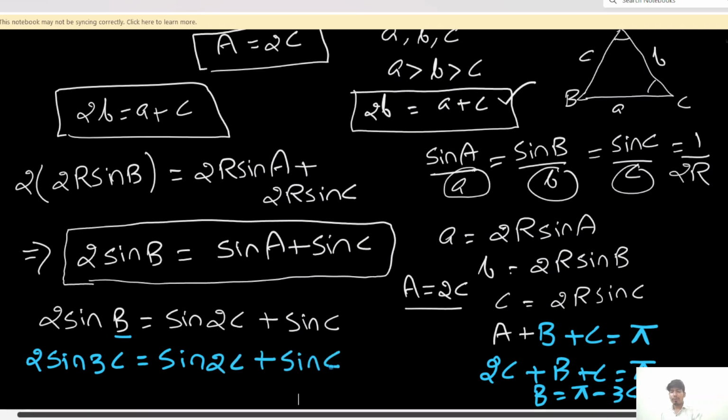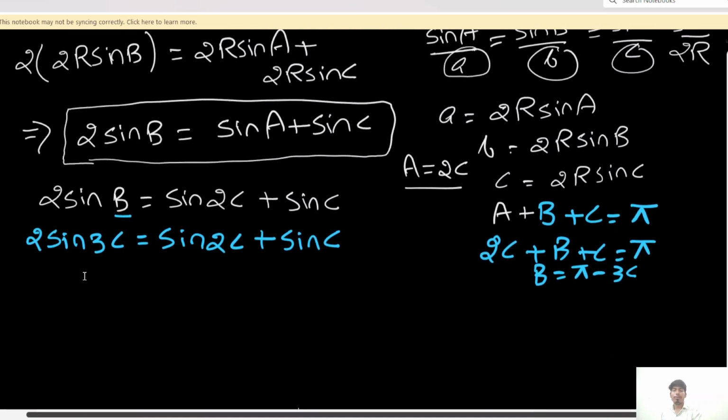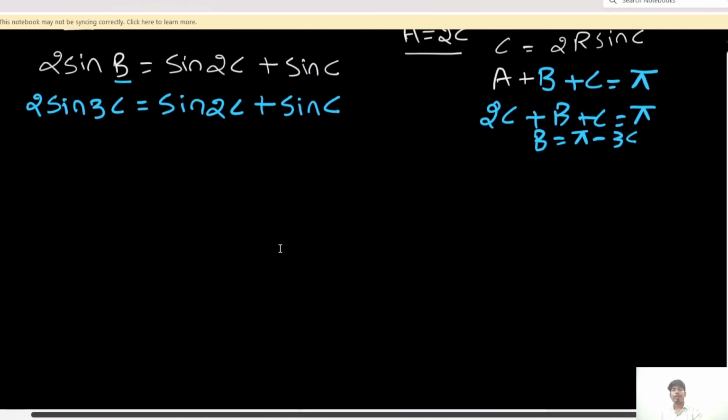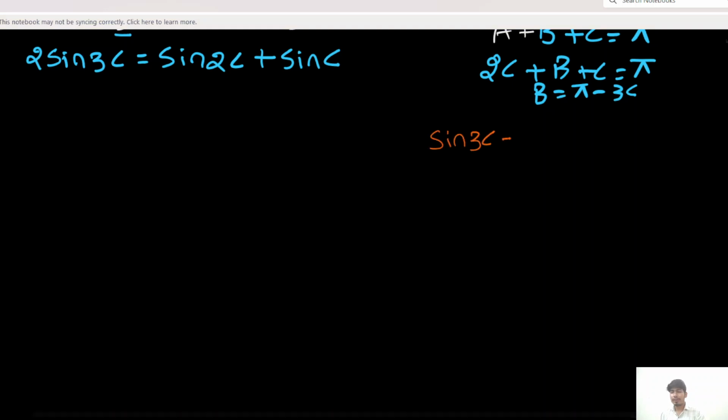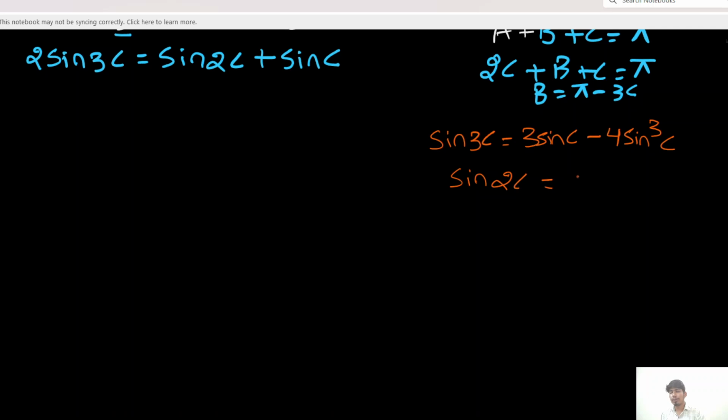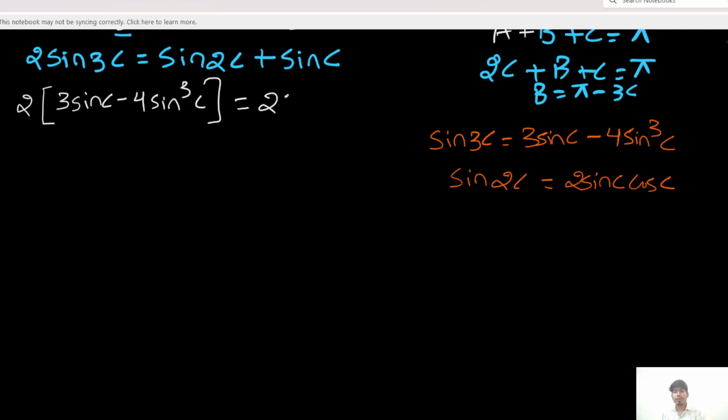Okay students, then what do we do? We apply here the multiple angles formula. What is the value of sine 3C? I recall: sine 3C is equal to 3 sine C minus 4 sine cube C, and sine 2C is equal to 2 sine C cos C. Then put these formulas here and what we get? 2 into sine 3C, that is 3 sine C minus 4 sine cube C, is equal to 2 sine C cos C plus sine C.